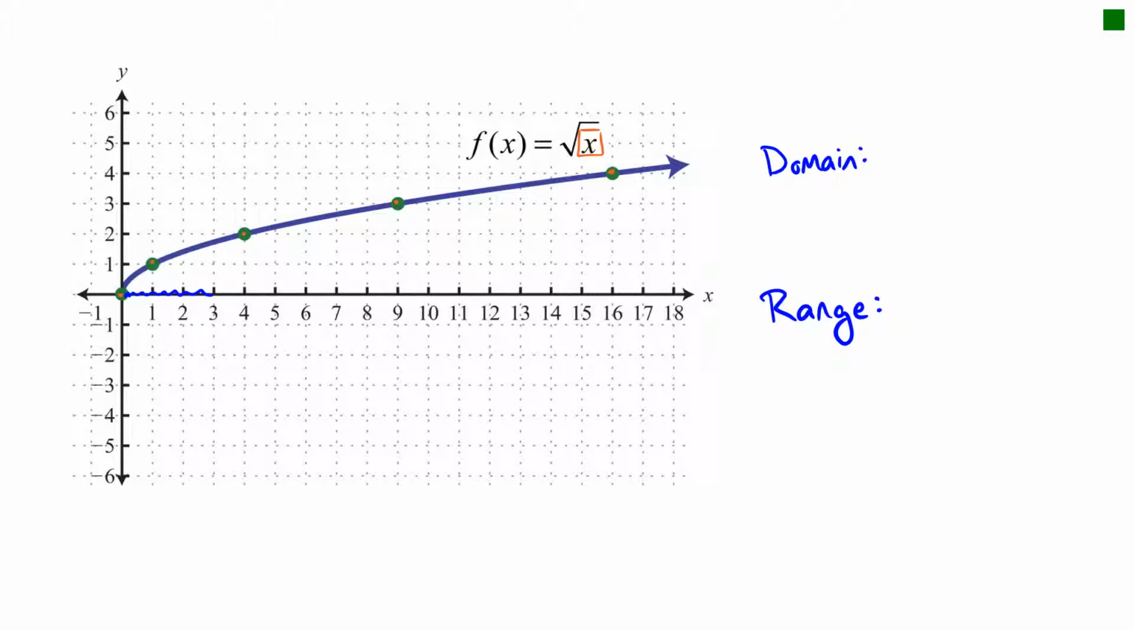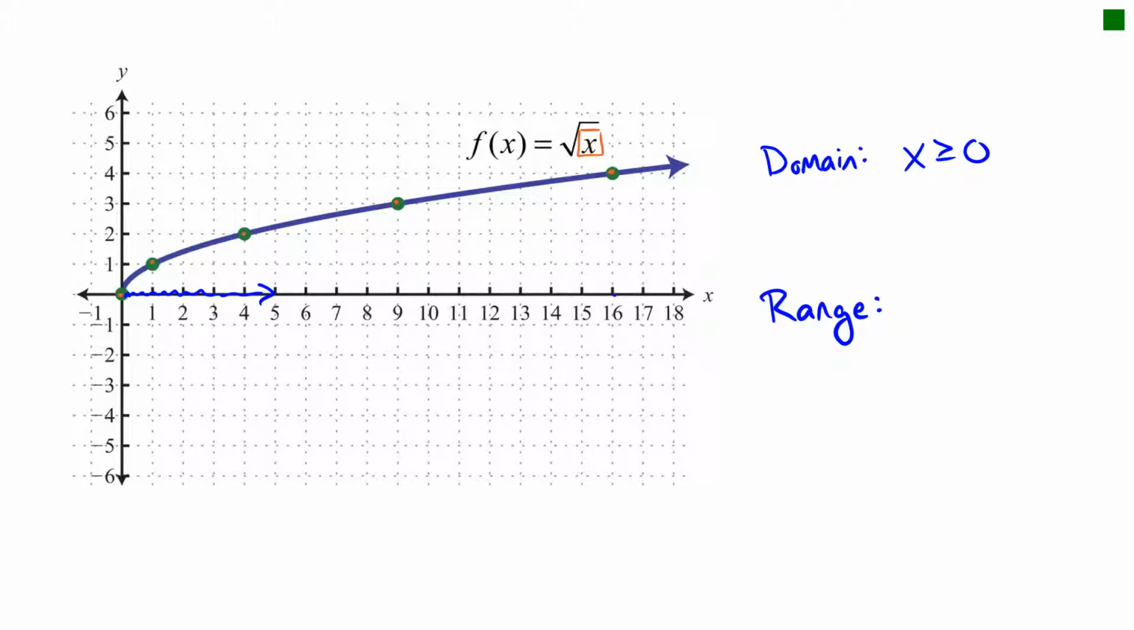This whole line has x values that are greater than or equal to 0. X can be positive 16. If we kept going, it could be equal to positive 100 or positive 100,000. It can be anything as long as it's at least 0.